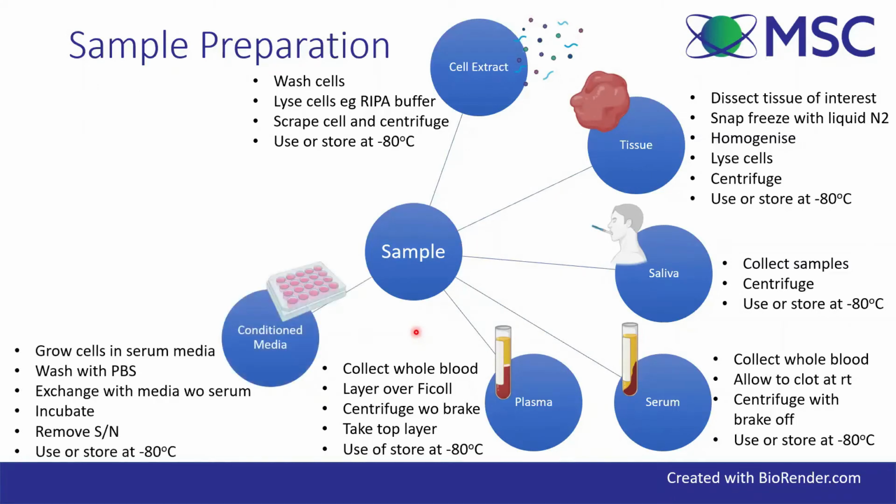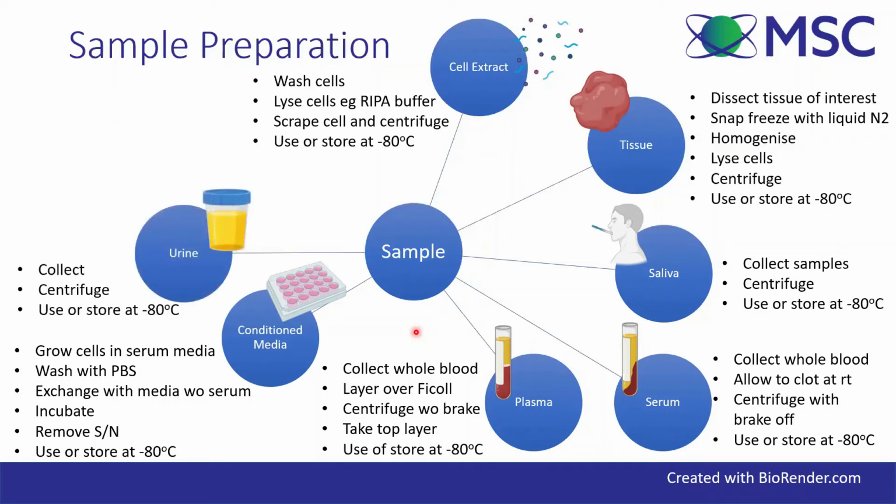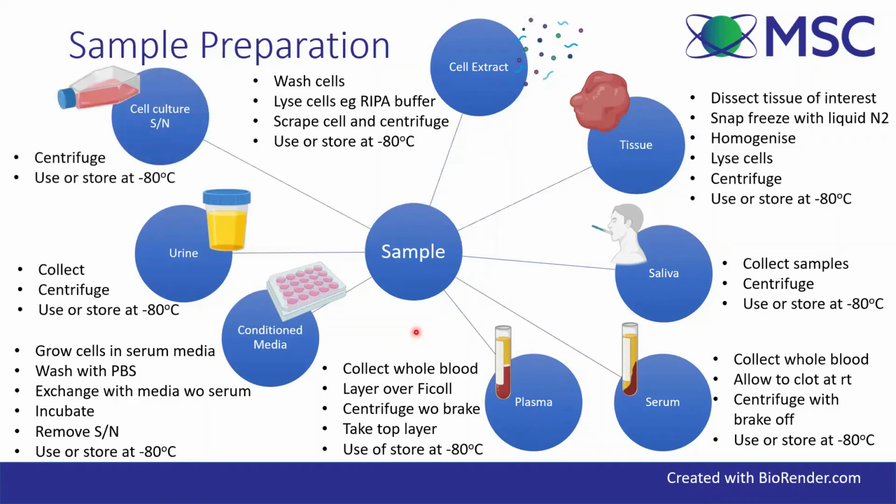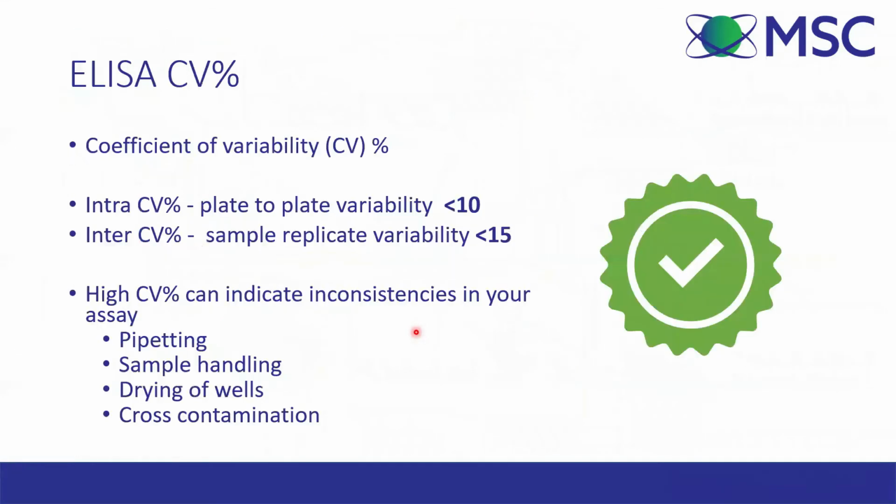Conditioned media, basically, you grow your cells in serum media because they need serum, wash with PBS, and then exchange that media with media that doesn't contain serum, and then incubate and remove the supernatant, and then you can use it. Urine is very similar to saliva, you just need to collect and centrifuge debris out. And then probably the most popular one that most people use is cell culture supernatant. All you need to do is collect the supernatant, again, centrifuge it because you might have some dead cells in there, and then you can use it.